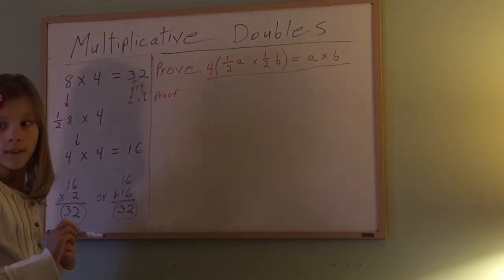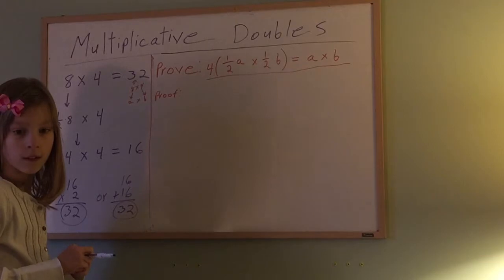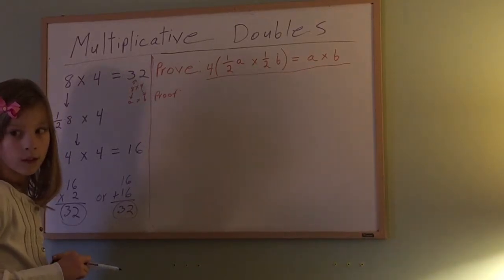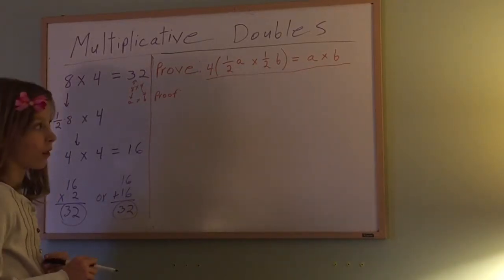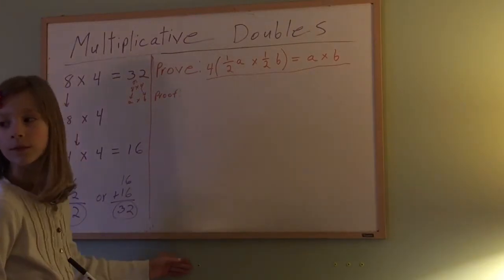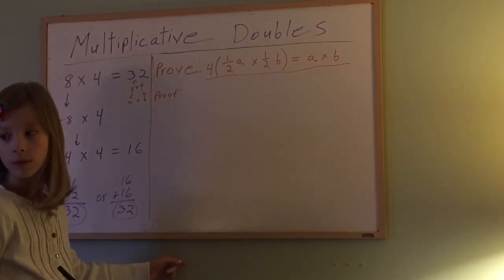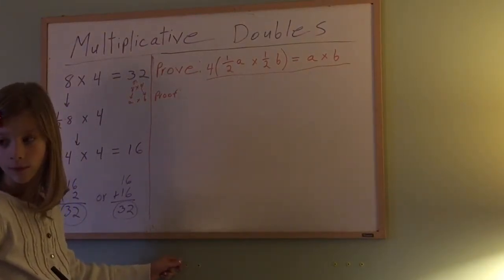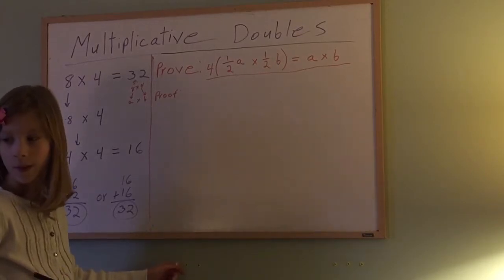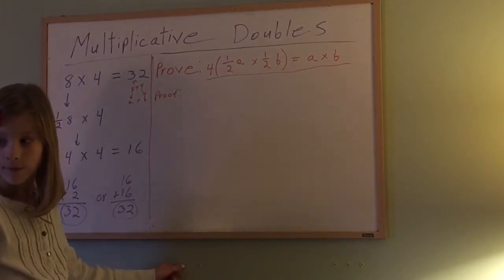So in school, you were dealing with multiplicative doubles, where you take a number, like 8 times 4, and you can split 8 up into two pieces, 4 and 4. So you take 4 times 4 is 16, and then double the 16, and you get 32.